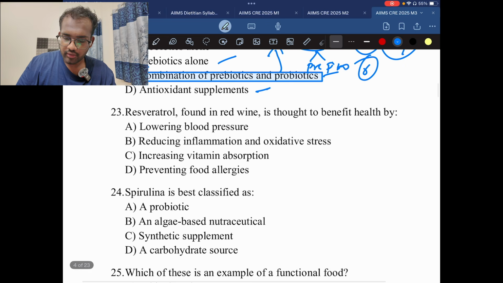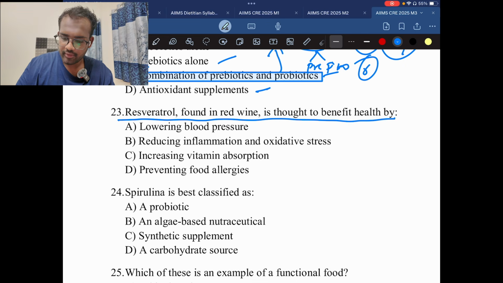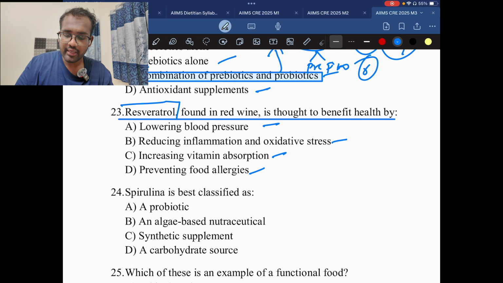Question number 23. Resveratrol found in red wine is thought to benefit health by: lowering blood pressure, reducing inflammation and oxidative stress, increasing vitamin absorption, or preventing food allergies? Always remember, resveratrol comes in the grapes.